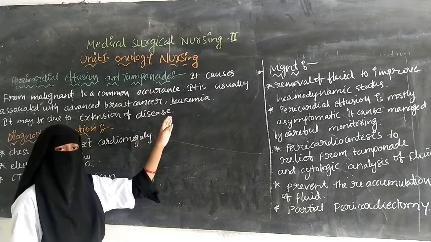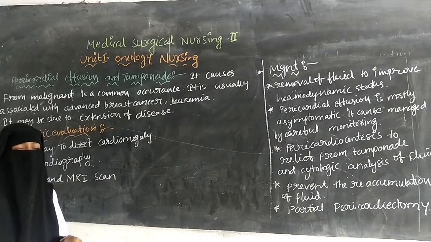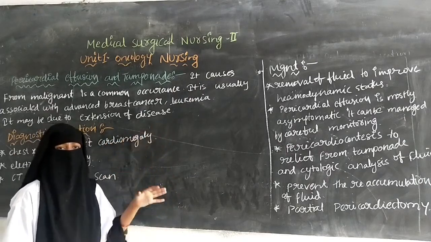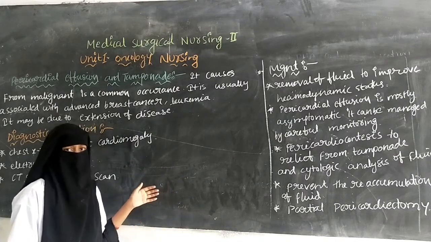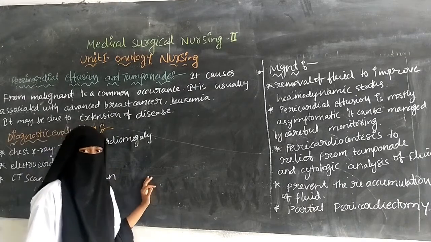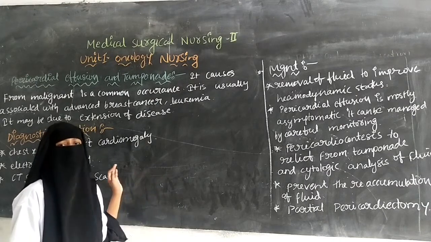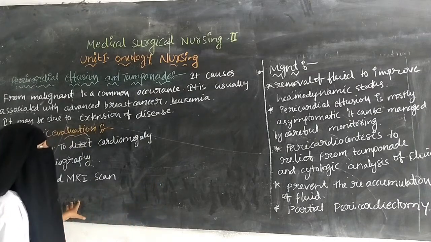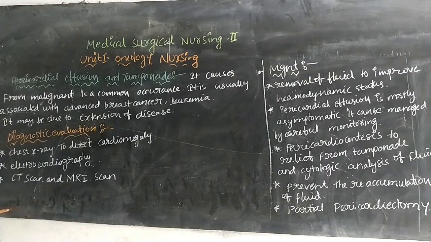And the tamponade. Tamponade means that because of the increased intrapericardial pressure, there is a compression over the heart. Because of this excessive amount of fluid, there is increased pressure over the heart, and this pressure can cause the tamponade. It can occur from malignancy.